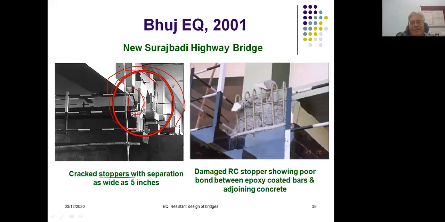Another important thing is the epoxy coated bars. Of course, corrosion is the problem, and that is why people have found a solution in using epoxy coated bars. But during such shaking, the epoxy coated bars show poor performance because of a poor bond between the epoxy coated bars and the adjoining concrete. So the entire cover part spalls off. Here we need to take care of the bond between the epoxy coated bar and the concrete, so that there would be a good bond and the concrete can function well. This is a weakness found in epoxy coated bars, which needs to be strengthened in the coming days.